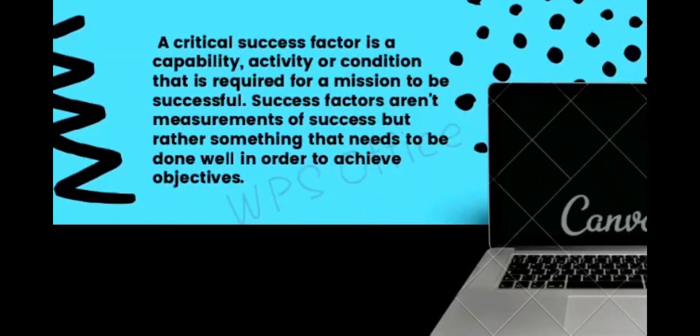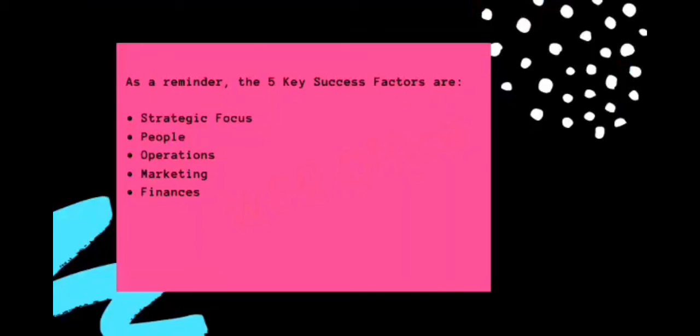Next is the critical success factor. When we say critical success factor, this is a capability, activity, or condition that is required for a mission to be successful. In short, it's focused on the objectives. The five key success factors: the first is strategic focus, the second is people, the third is operations, then marketing, and finances is the last.